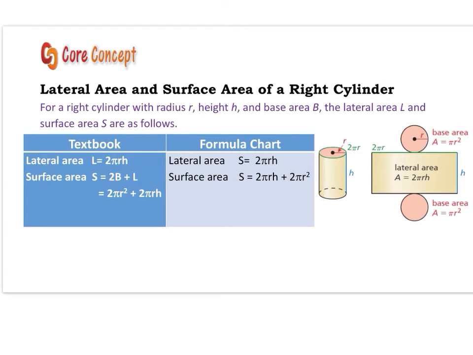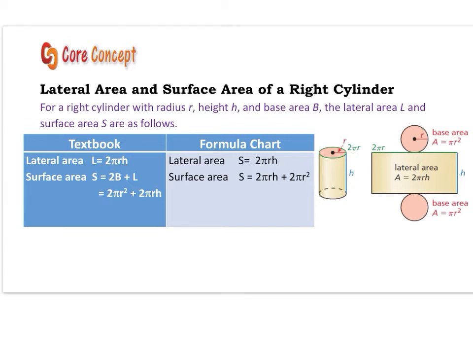All right, similar to the prisms, you've got special formulas for lateral and surface area of a right cylinder. A lot of this is going to be similar parts, so always when you're dealing with cylinders that have circles, then you're dealing with the radius. So you've got the radius R, height H, that's height of the cylinder, base area capital B, lateral area capital L, once again, surface area being capital S. Textbook formulas look different than the formula chart. Not to be confused, they both work fine.